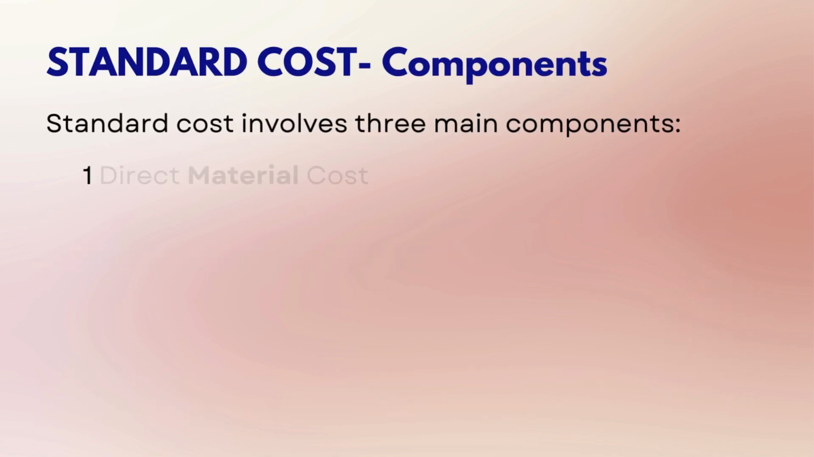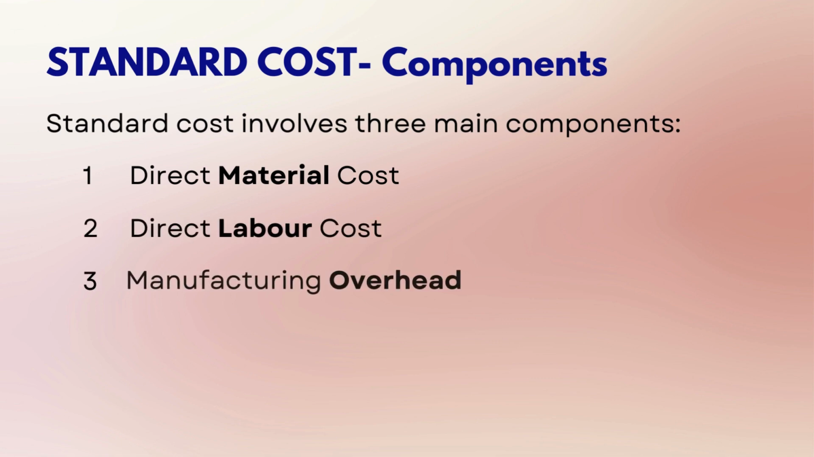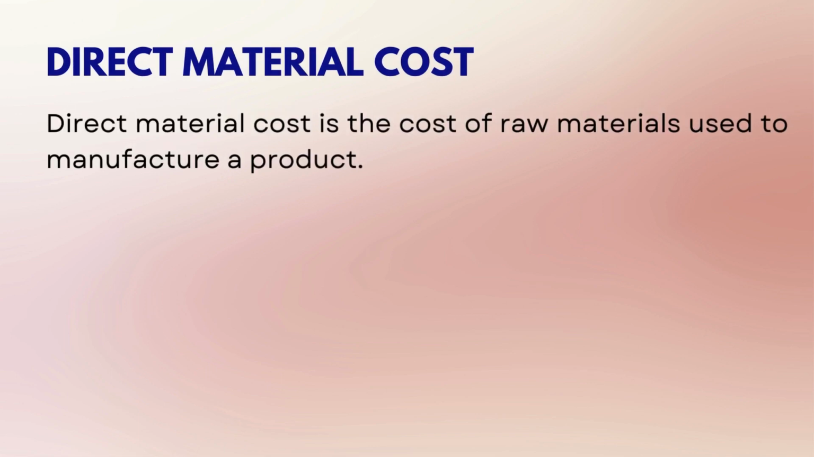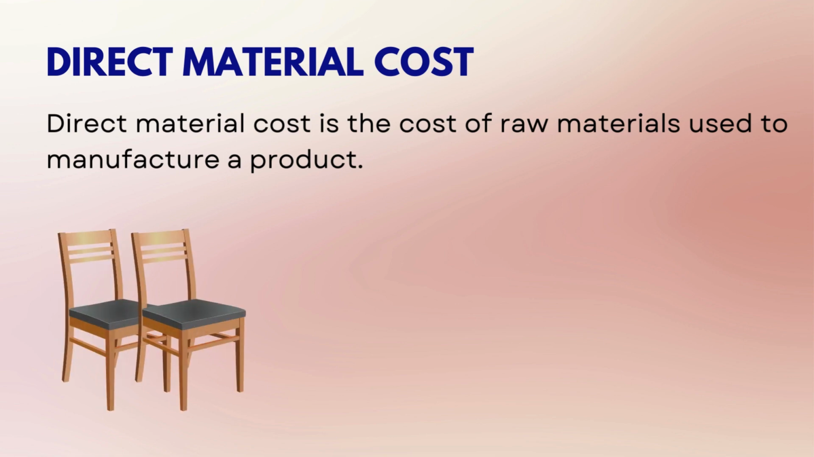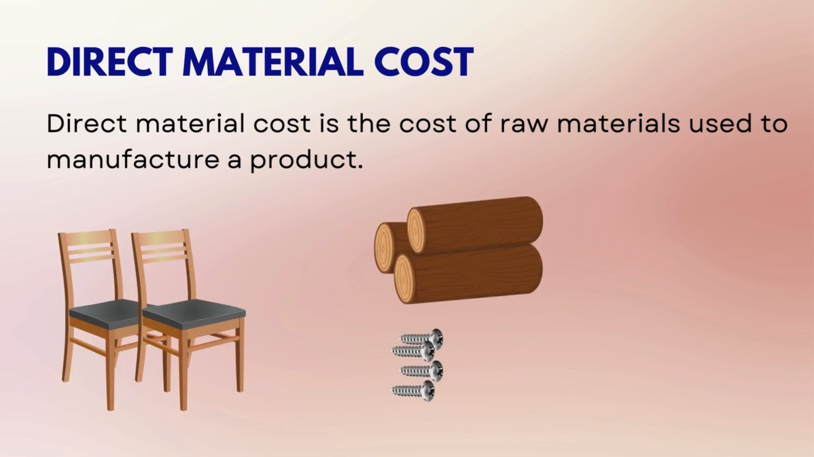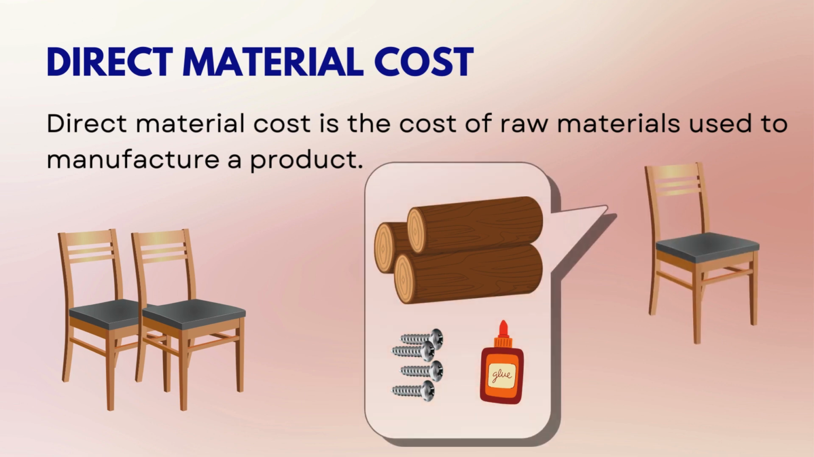1. Direct material cost. 2. Direct labor cost. 3. Manufacturing overhead. Direct material cost is the cost of raw materials used to manufacture a product. For example, if a company manufactures wooden chairs, the direct materials required are wood, screws, glue, etc. Let's say, as per the set standards, every chair requires direct materials worth $50. Thus, the standard cost for direct materials of one chair would be $50.